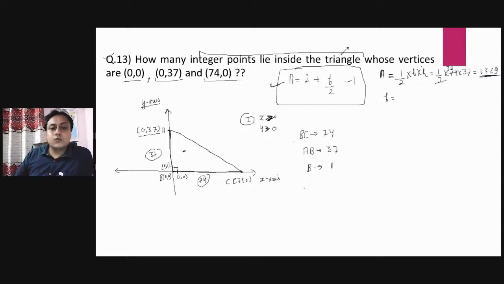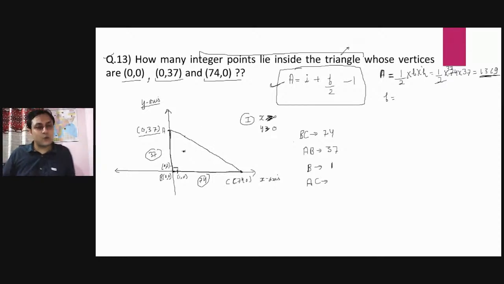Next target is to find the number of points on this side, the hypotenuse AC. We can easily find this if you have some knowledge of linear equations. I have already discussed this in detail in my class. First you have to write the equation of this line AC, which we can write by using the intercept form.